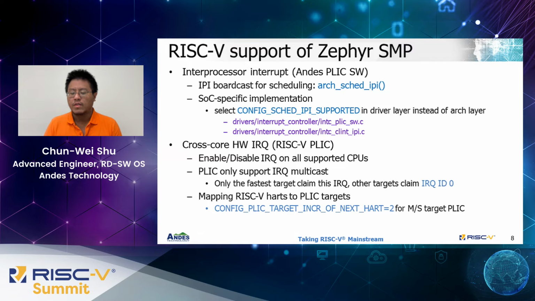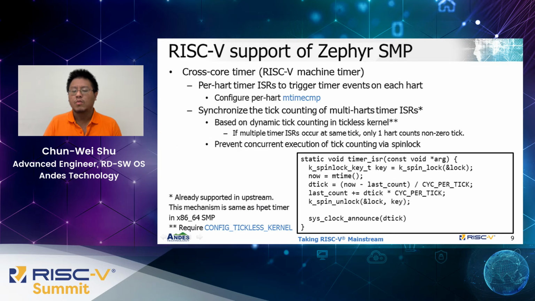Also, there is one thing to know: a RISC-V hart is not equal to a PLIC target. When using PLIC, we should map all RISC-V harts to the PLIC targets. Then, we will provide a cross-core timer, the RISC-V machine timer.